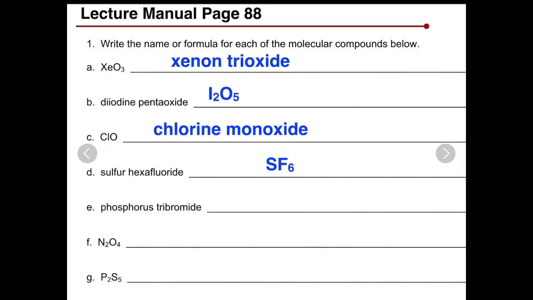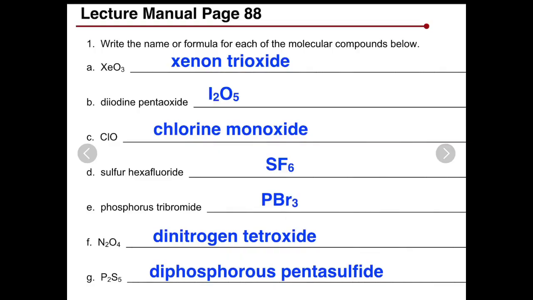sulfur, and then 6 fluorine. E would be phosphorus, and 3 bromine, right? And then F would be dinitrogen tetraoxide. So you can fuse tetraoxide together in tetroxide as well. P2S5 would be diphosphorus pentasulfide. Yep, so let's check your answer.